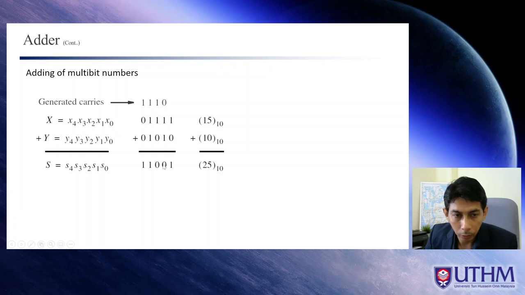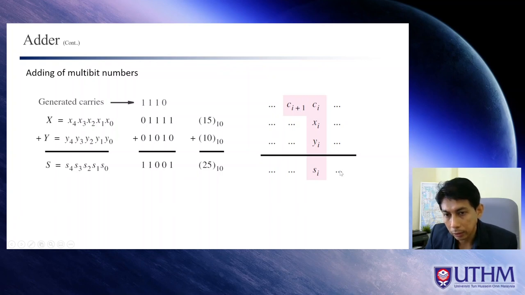1 plus 1 is 0, we have 1 carry, and we need to add to this. So this looks something like this. If we label this as C, and this is X, all right, C. So this can be Ci, this is Xi, where i can be 0, 1, 2, 3, 4, Yi, Si. And this is Ci plus 1. Of course, because if this is 0, this should be C0, this should be C1, and so on.